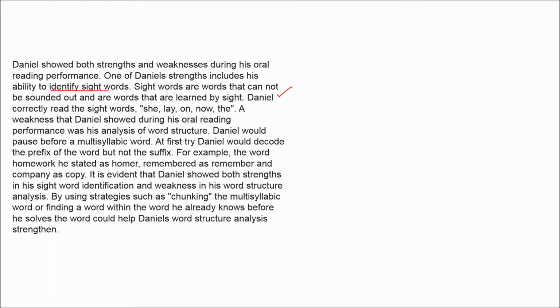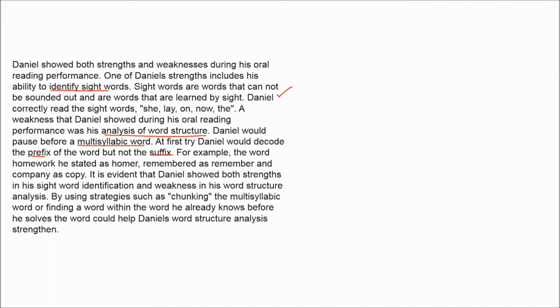A weakness that Daniel showed during the oral reading performance was his analysis of word structure. Okay, so analysis of word structure. Daniel would pause before multisyllabic words. At first, Daniel would try to decode the prefix and the suffix. So right there, first of all, there were no words here with prefix and suffix. I think what should have been said is onset and rhyme.